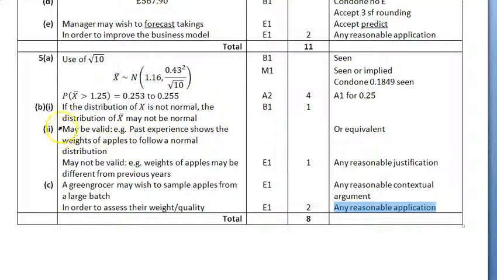Notice on B2, this is what we said, that it's likely to be a valid assumption because we've got that past experience to go by. But because that was historical data, you can always say that this year there may be a difference. The weights of apples may have a completely different pattern than in the past. There may have been something that's happened this year. So as always, well, not always, but you can very often argue things in either direction and still get credit, which is good news.